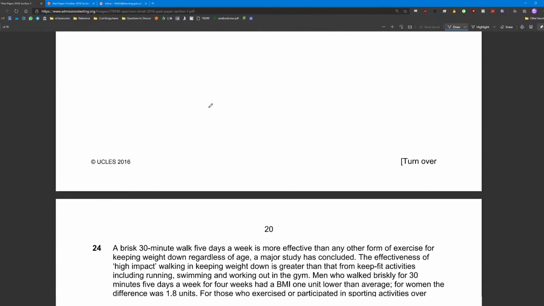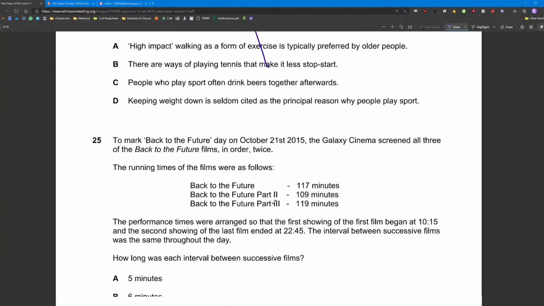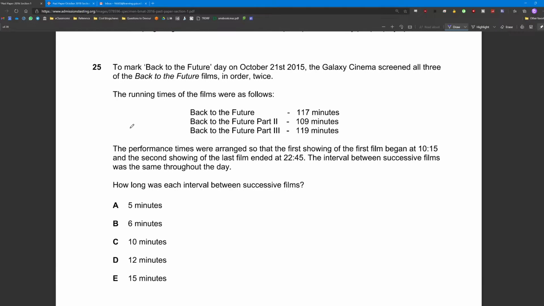Now let's move on. This is argument evaluation. To mark Back to the Future Day on October 21st, 2015, the Galaxy Cinema screened all 3 of these films in order twice. The running times were as follows.